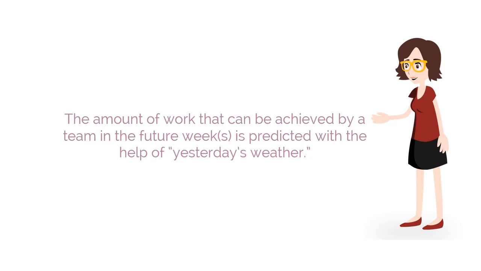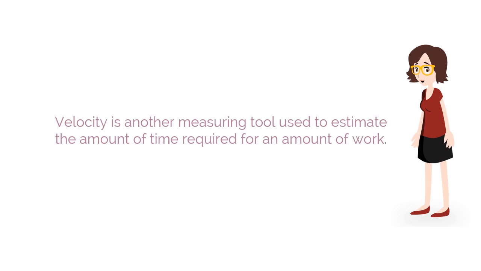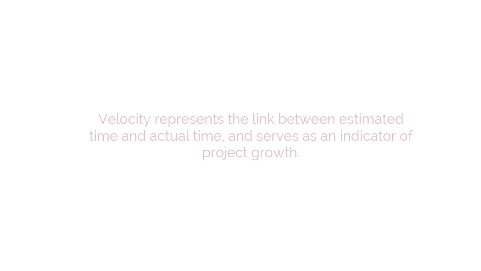The amount of work that can be achieved by a team in the future weeks is predicted with the help of what we call yesterday's weather. This principle is used in XP for future forecasts by analyzing a similar past. Velocity is another measuring tool used to estimate the amount of time required for an amount of work. Velocity represents the link between estimated time and actual time. Velocity serves as an indicator of project growth.